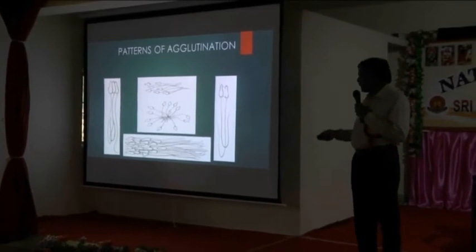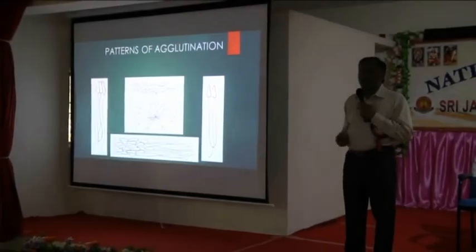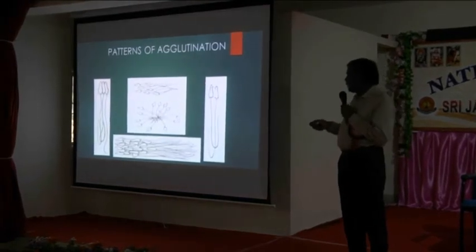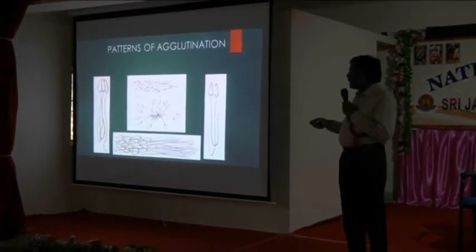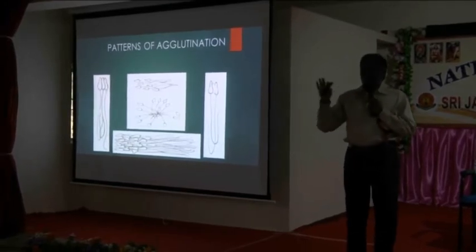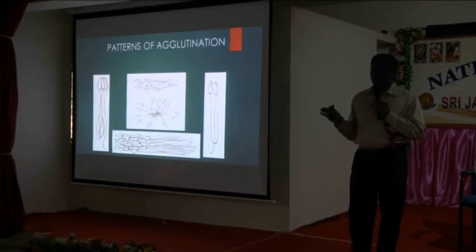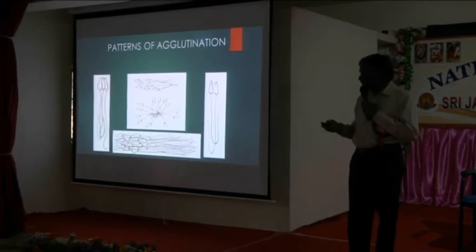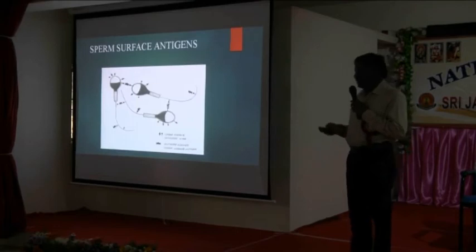And this is a mixed type. Head and tail mixed, it will be again a mixing type of these ones. And this is a non-specific agglutination. There is a macrophage here and the heads are bound with the macrophage. It is called non-specific agglutination. These are the patterns of agglutination where we can see that because of antibodies, the sperms are bound and cannot move forward. So these are the surface antigens.